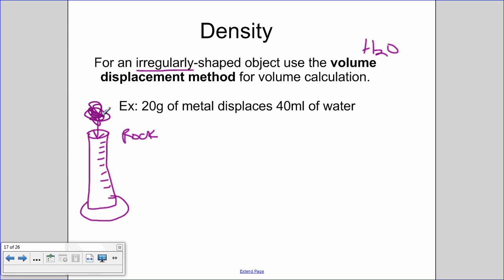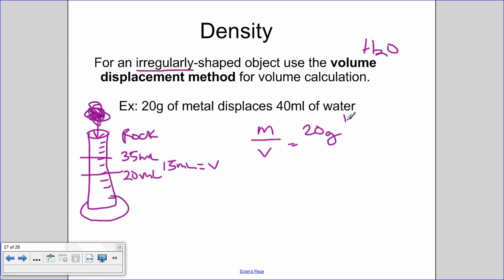It looks lovely. Okay, so once I drop my rock in there, say before I had 20 milliliters of water. When I drop my rock, it now gets up to 35 milliliters of water. That's going to be the volume of 15 milliliters of water that was displaced. That's how you measure your volume displacement, which would then just give you the volume of the irregular shaped object. So in this case, we have an example of 20 grams mass over volume, 20 grams.